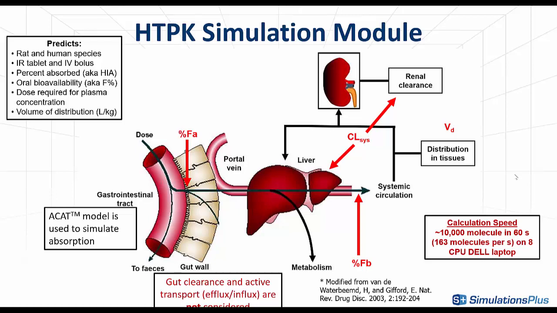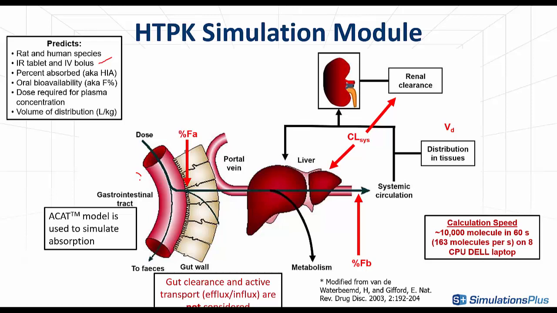This next slide describes our high throughput PK simulation, and this is how we calculate the oral bioavailability of a compound. And one of the things that makes the AIDD module unique is the capability to use PK predictions as an objective function within the program. It starts over here on the left, and we simulate an immediate release tablet either in a rat or human species. You could also do an IV bolus. This slide, of course, addresses the oral dose.